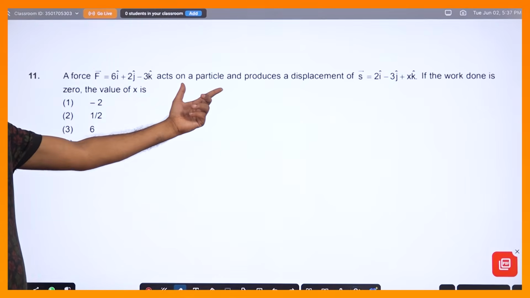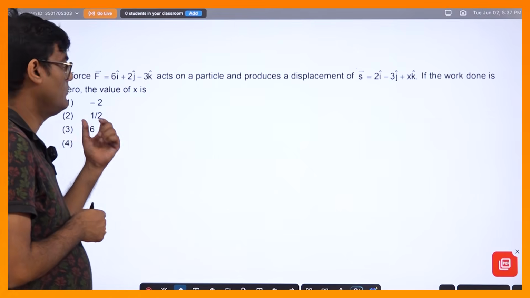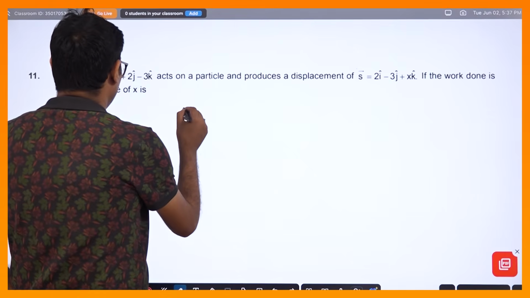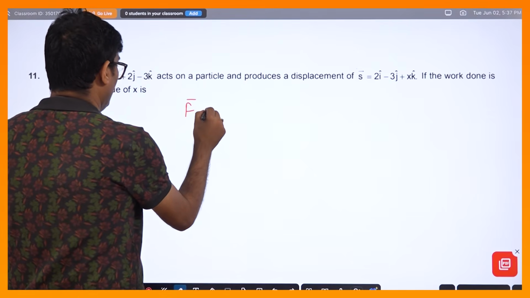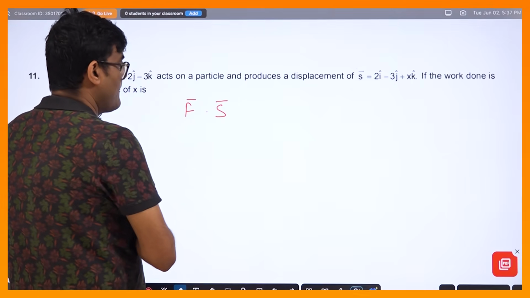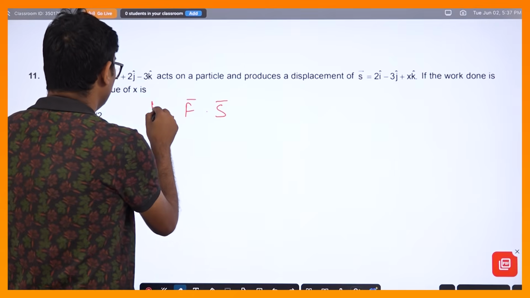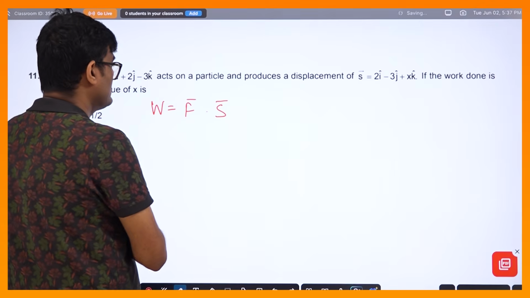A force acts on a particle and produces a displacement. What is the work done? If the work done is 0, what is the value of x? I think you are very much aware of this formula, right? Work done is equal to F dot ds.